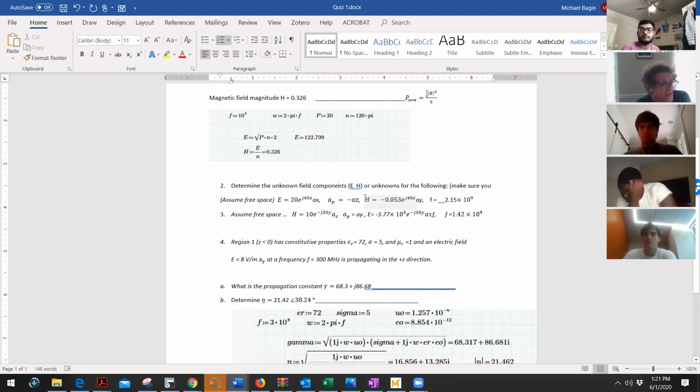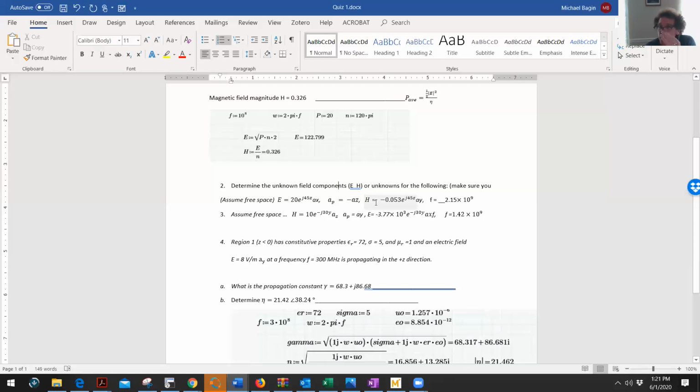Now I know that I could get H in a couple of ways. H can be defined as 1 over eta AP crossed into the E field. That's one way to get it. Or I know just from common sense that E crossed H is the direction of propagation. Well, E is in the X direction. It's propagating in the minus Z direction. So H would have to have a negative sense to it. I can do it that way as well.